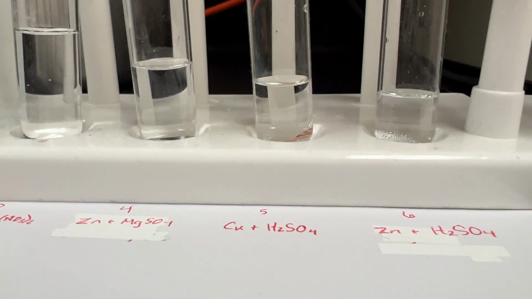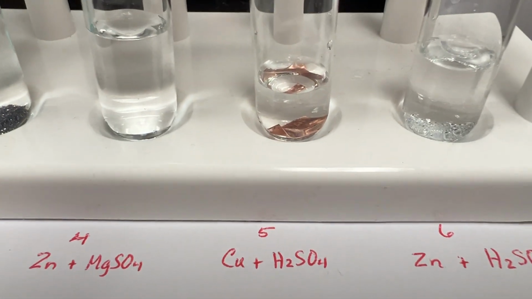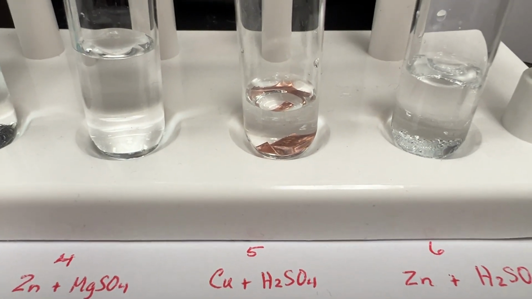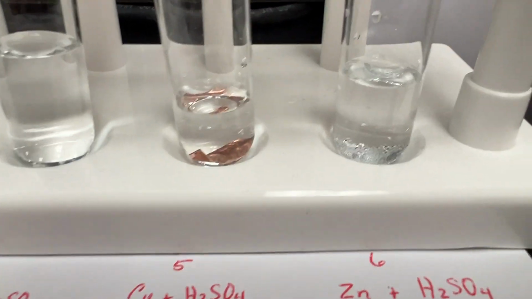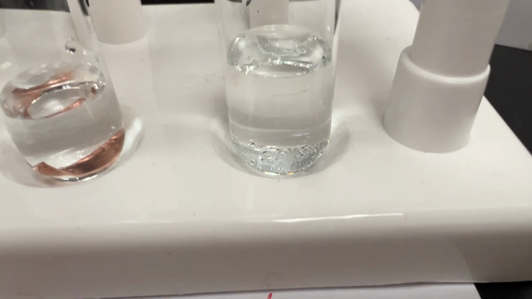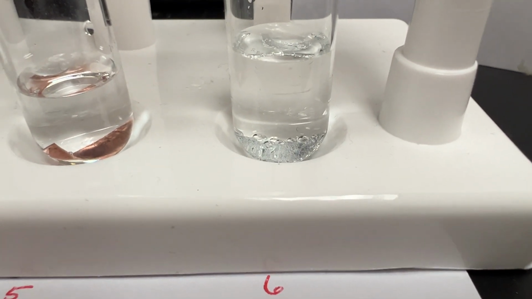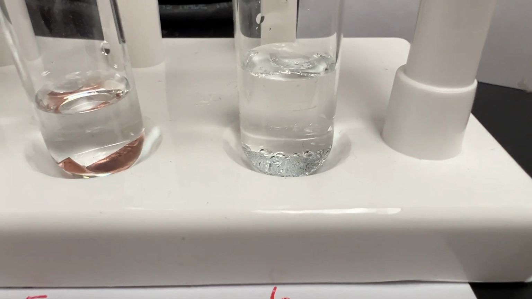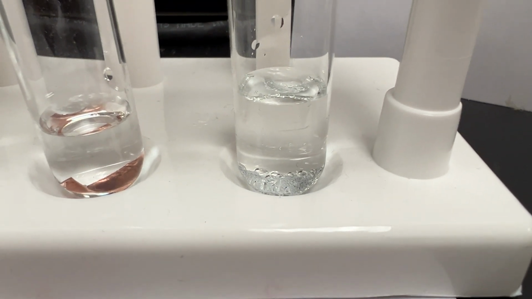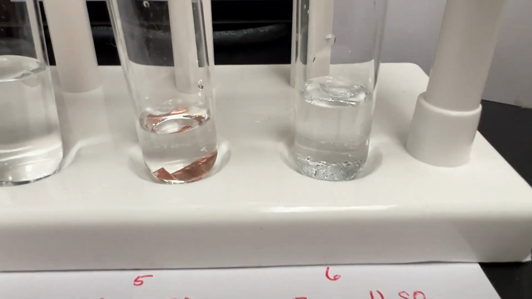So if I scan on over to this one, which has been in there for a while, number 4, that zinc and magnesium nitrate, again, not doing much, nor is the copper with sulfuric acid, but you can see that the bubbling has become a little bit more vigorous. You can see some of the bubbles floating up to the top now. So it's up to you to conclude whether or not a reaction has taken place.